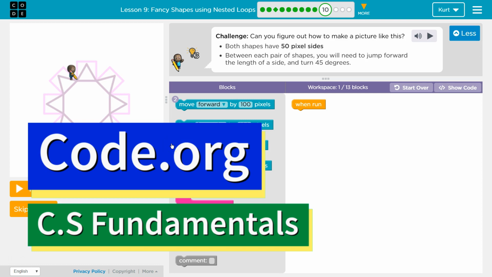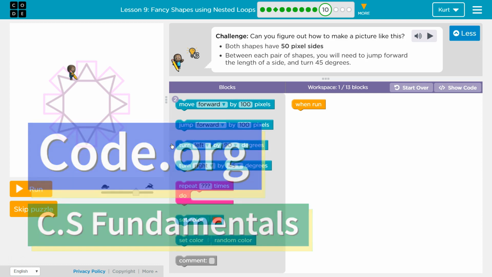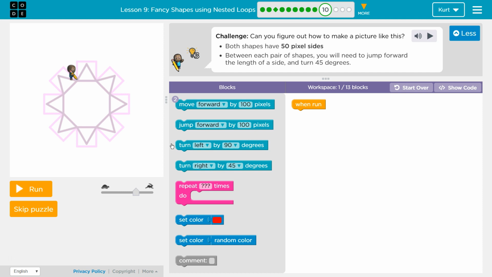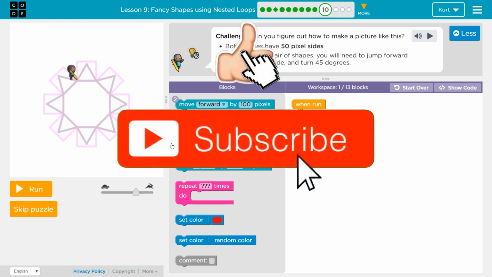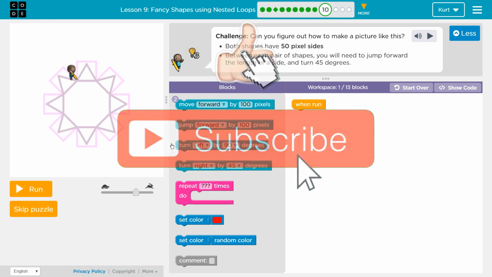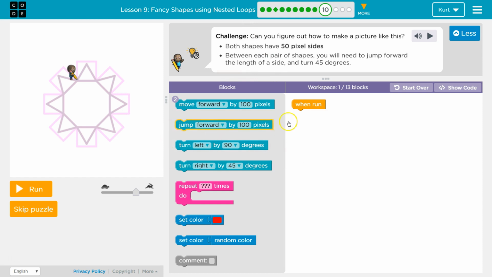This is code.org. I'm currently working on their CS Fundamentals Course D, Lesson 9, Fancy Shapes Using Nested Loops, Part 10, Challenge. Can you figure out how to make a picture like this? Both shapes have 50 pixels. Between each pair of shapes, you will need to jump forward the length of a side and turn 45 degrees.